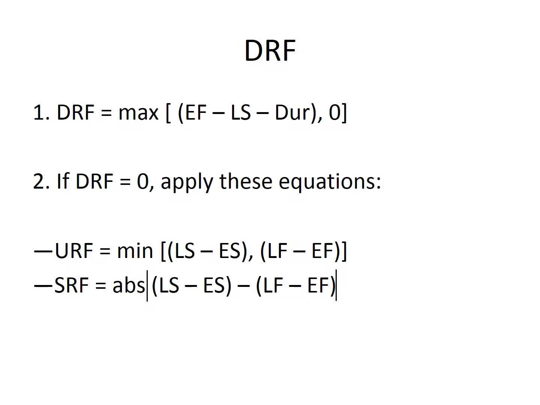So the first thing I do is to see if I've got something that has double restricted float. So I would take the maximum value of either 0 or the equation within the parentheses. So I do have to be able to determine the early finish, the late start. Duration should be given to you in this case. If the answer is 0, then I would try to differentiate between unrestricted float or single restricted float as under number 2 right there. So again, I do need all my early start, early finish, late start, late finish dates.